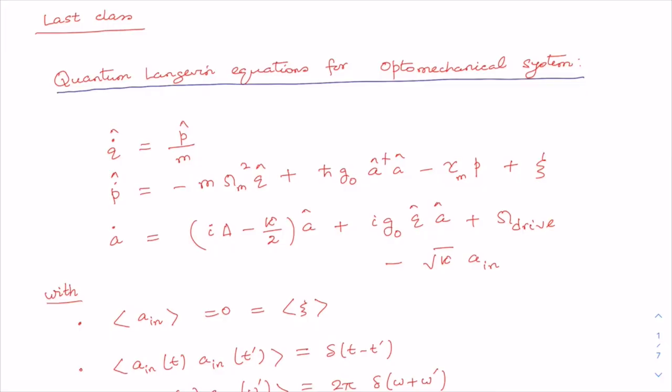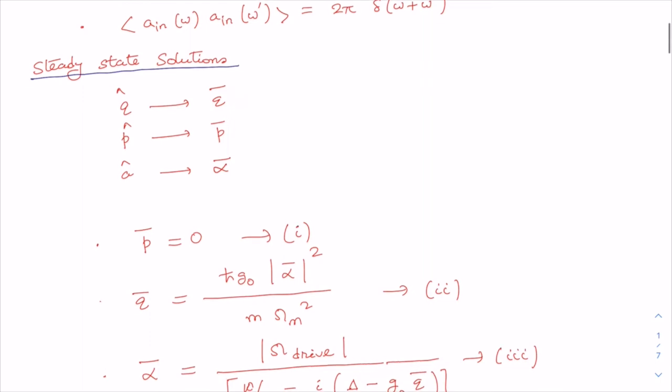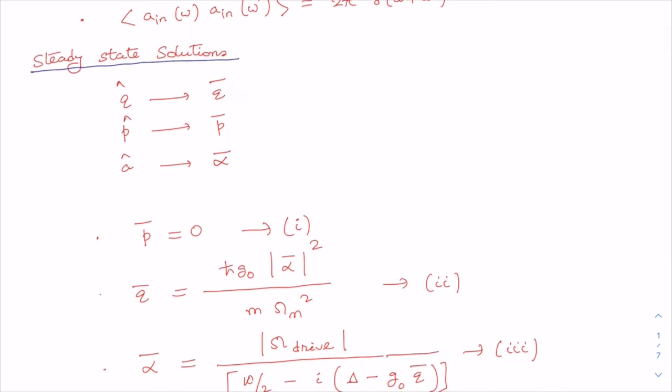So let us begin. In the last class, we started our discussion by writing down the quantum Langevin equations for the optomechanical system. Firstly, we worked out the steady state solution for these equations for the position variable and the momentum variable for the mechanical system and the optical mode of the cavity. The steady state solution for the position variable is represented by Q bar, momentum by P bar, and the optical mode by alpha bar.